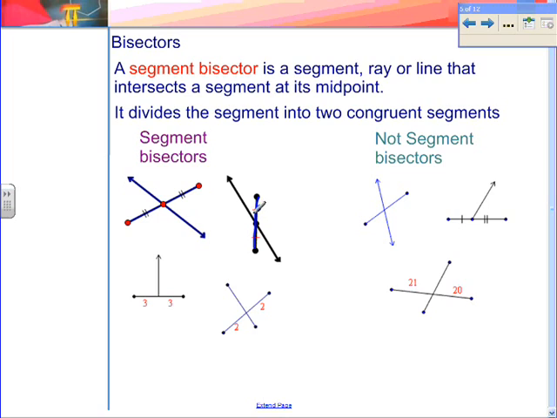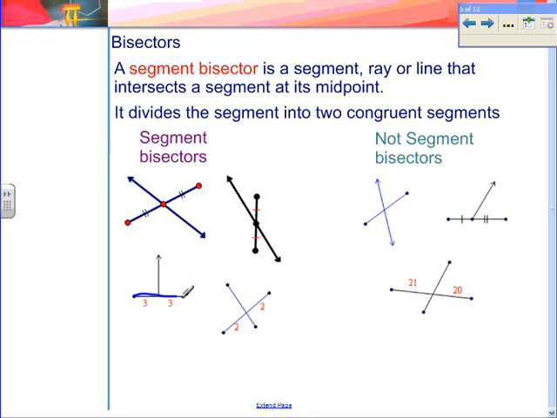It's rotated a different direction, but again, we see the little marks that indicate we have congruent segments here, so I know that this point is a midpoint. And again, a line that's intersecting the segment at its midpoint, this line here, is a segment bisector. Now the other two diagrams are slightly different.